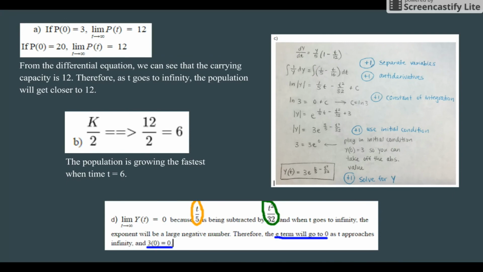This is because t over 5 is being subtracted by t squared over 32, and when t goes to infinity, the exponent will be a large negative number. Therefore, the e term will go to 0 as t approaches infinity, so we have 3 times 0 is equal to 0.